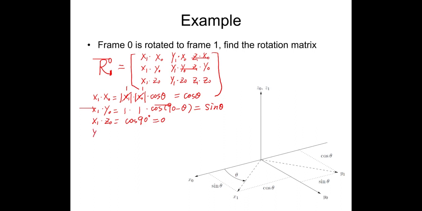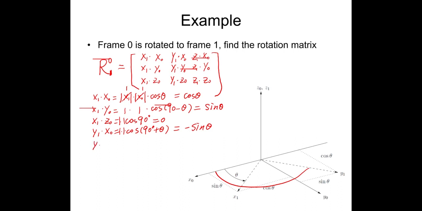Next term, y1 times x0. Again it is 1 times 1 times cosine of the angle, and this big angle is 90 plus theta, which is from here to here. So that is negative sine theta.